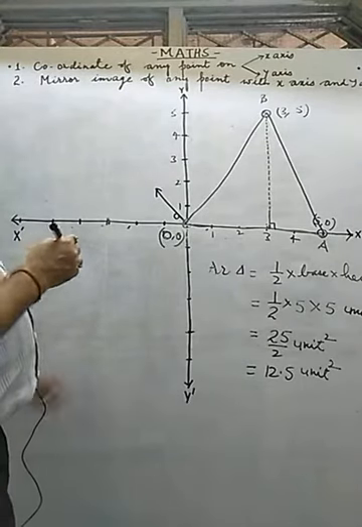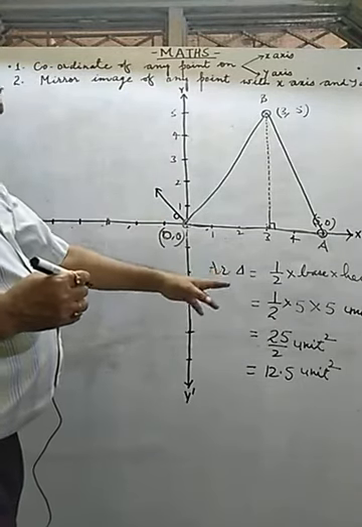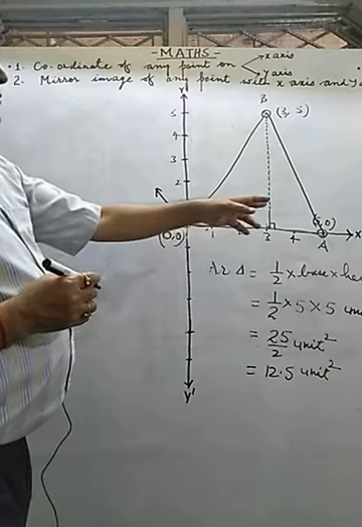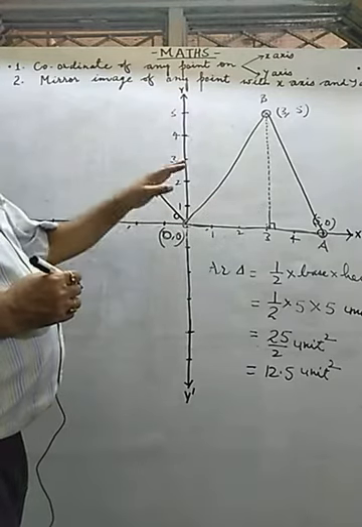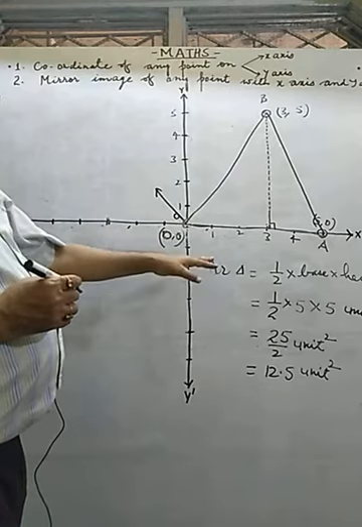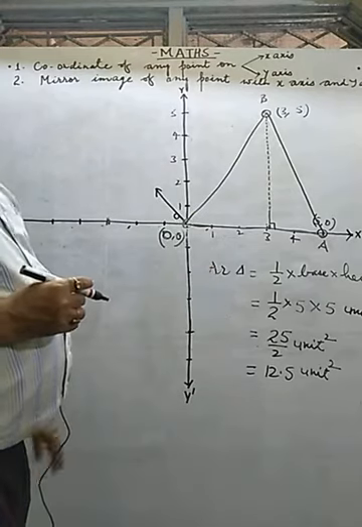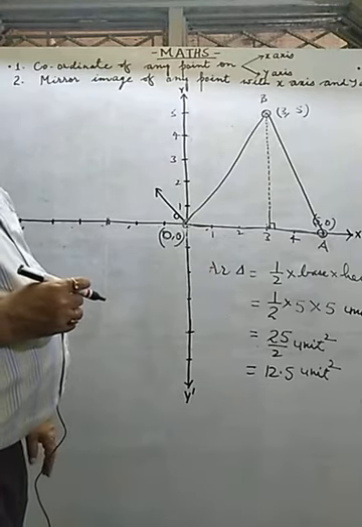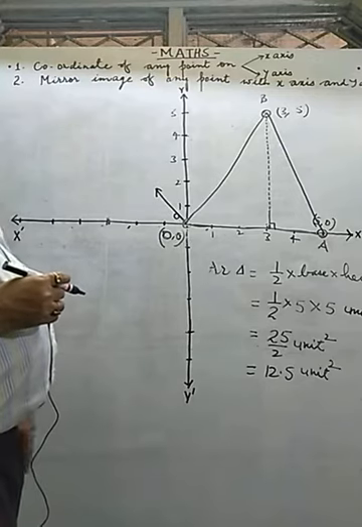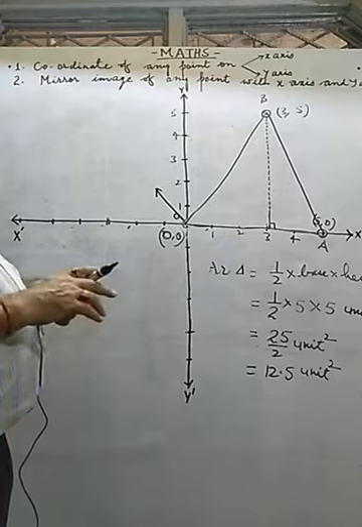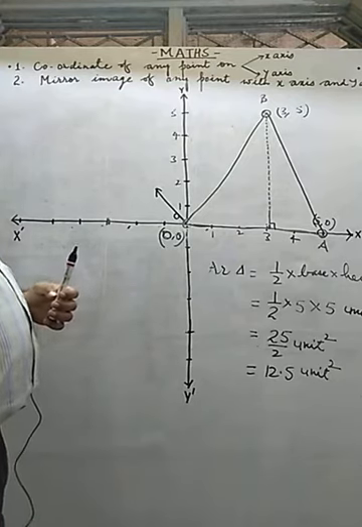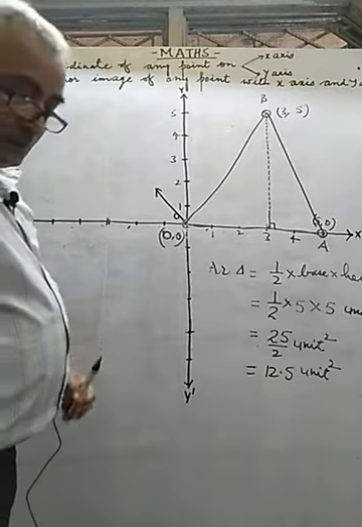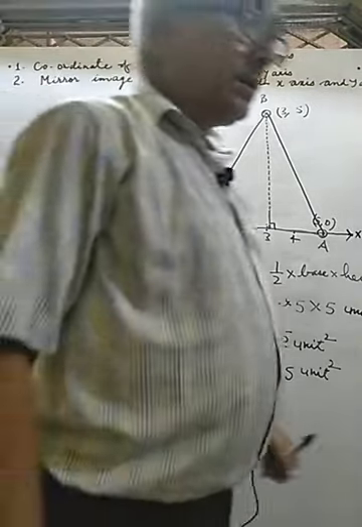In this way, we have constructed, after joining these points, a triangle, and the area of that triangle is half base into height. Sometimes 4 points are given, and after joining 4 points, we obtain a quadrilateral, and we need to find out the area of that quadrilateral. So how to do this? Let us discuss it.